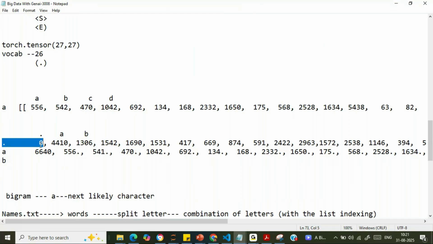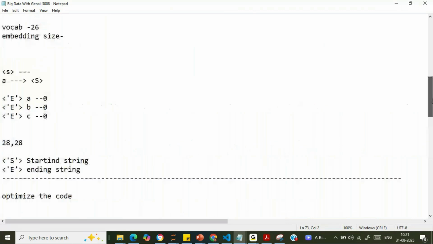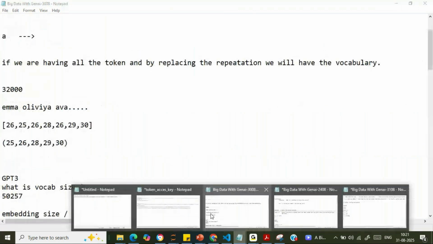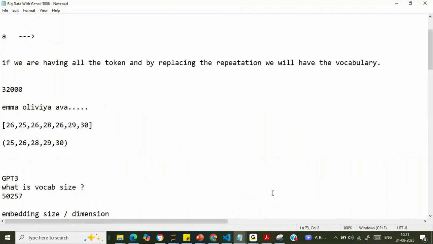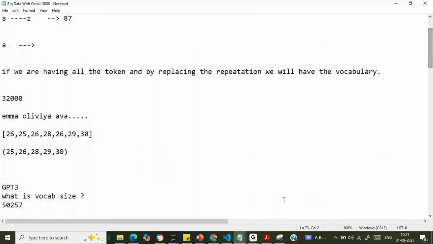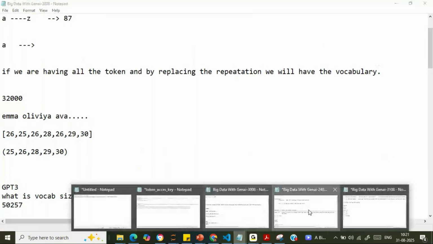And with the help of this, what I am able to see is that dot is having zero count after dot. Dot will not come after dot, because this is the starting and ending. Or you can take it in this way, with respect to the starting and ending, we can have this particular example.